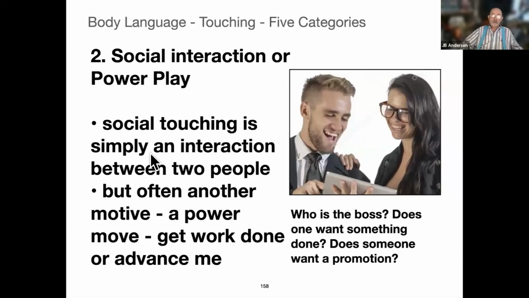So social touching. It's an interaction between two people. This is social touching. It's not romance. Often there's another motive, though. It's power.